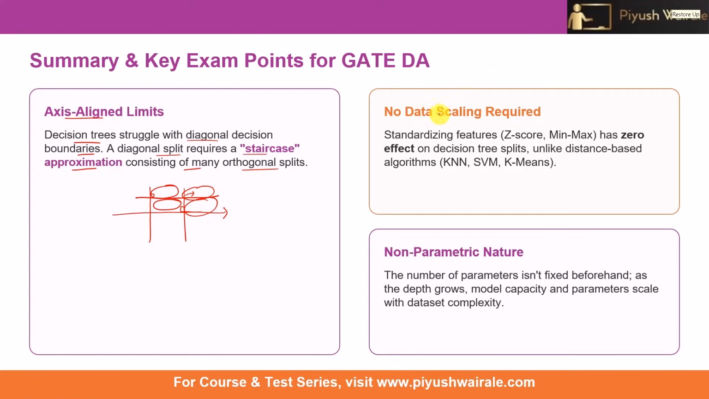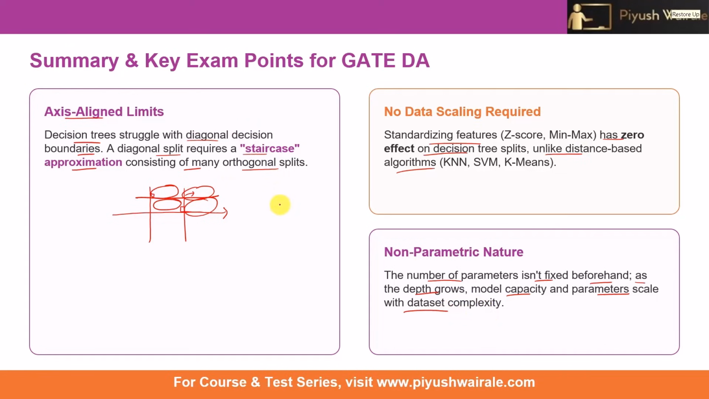Then no data scaling required. Standardizing features has zero effect on decision tree splitting, unlike distance-based algorithms. Then non-parametric nature: the number of parameters isn't fixed beforehand. As the depth grows, model capacity and parameters scale with the dataset complexity.